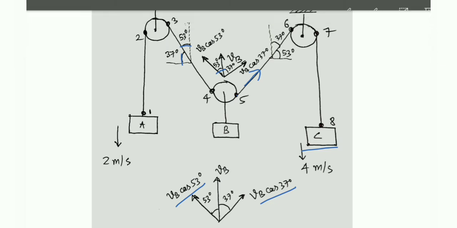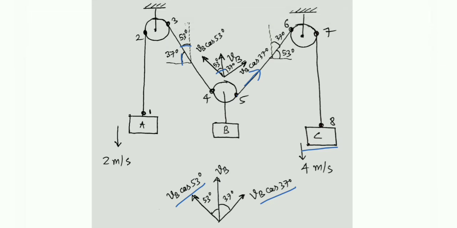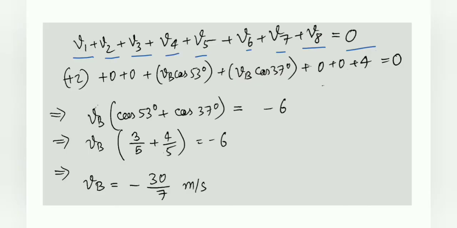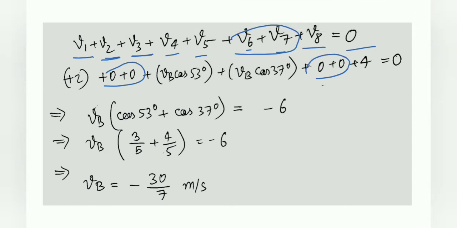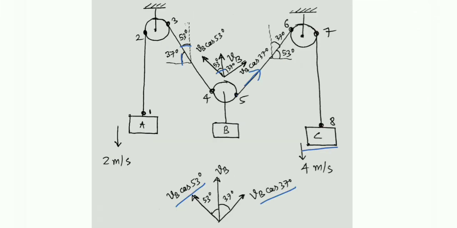V2 and V3, these two are connected on the stationary pulley, and similarly 6 and 7 are also connected to the stationary pulley. So V2, V3 are 0, and V6, V7 are also 0. Now I don't know the direction of VB. I have shown it in the upward direction, but it may be downward also. I don't know. So I will just write VB.